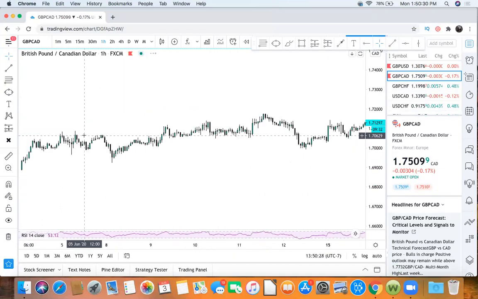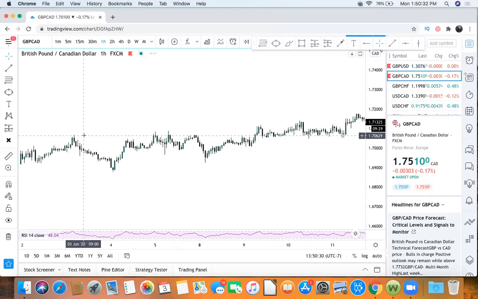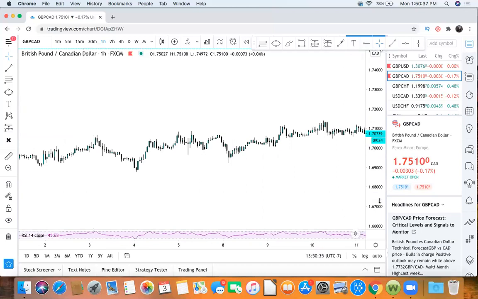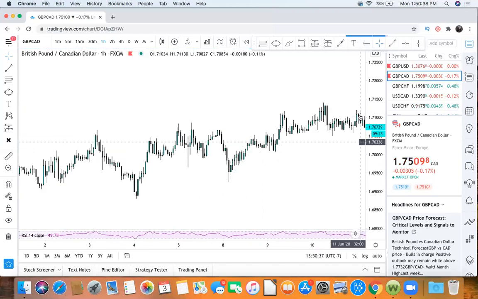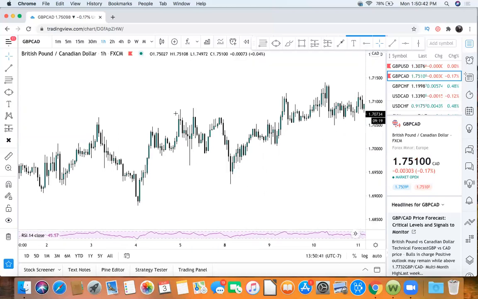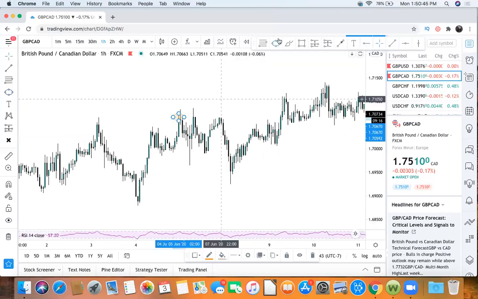Let's go more in the market. Okay. Boom. Right here, we actually have a great example. We have a first top right here. We have the second top.